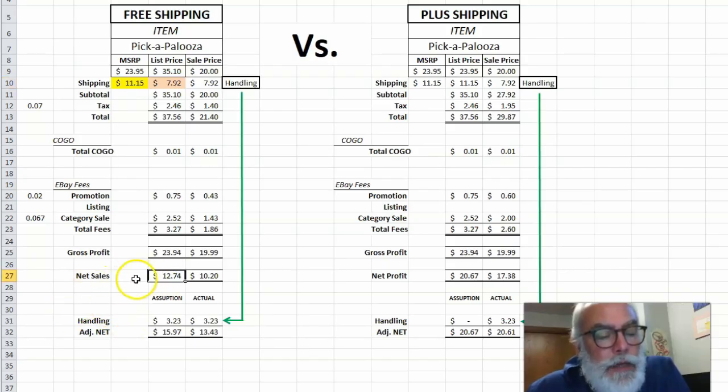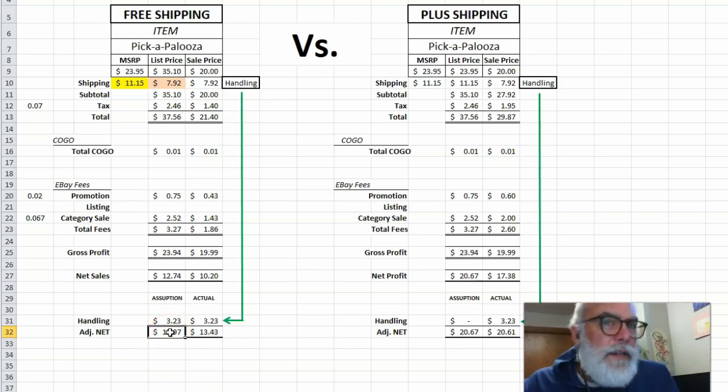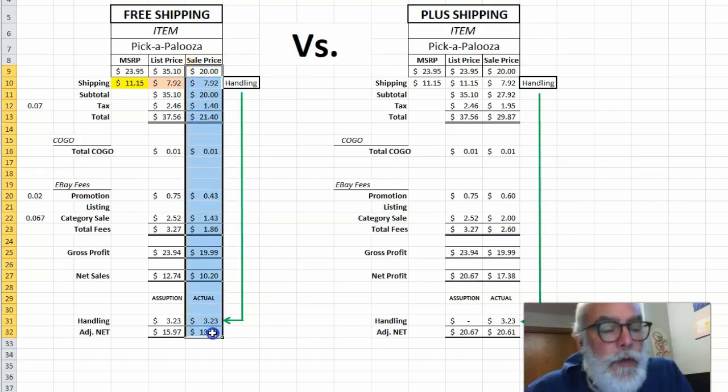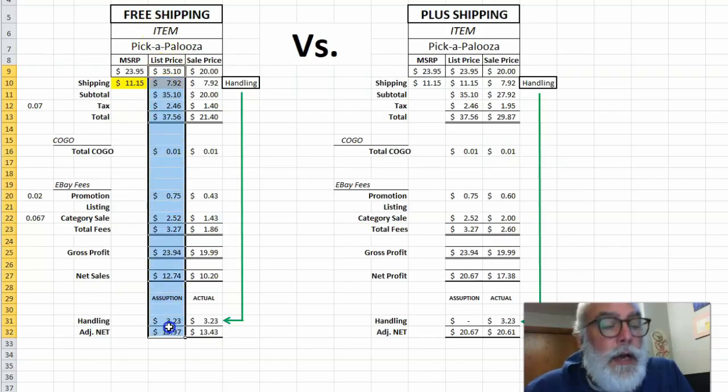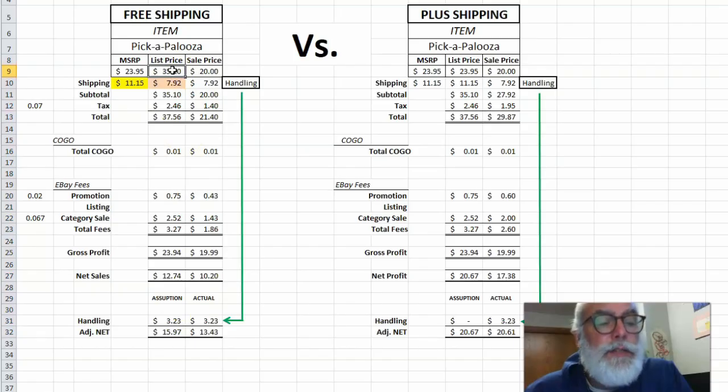Now our net sales was $12.74, but we're going to adjust our net and recoup the handling and throw it back in here. So our adjusted net increases to $15.97. So at the end of the day, we're effectively realizing a little bit of money for handling this stuff. Okay. Now, in this particular case we're going to go down to the actual, and this could be actual too, it's an assumed actual based on the fact that you got your list price out of it.